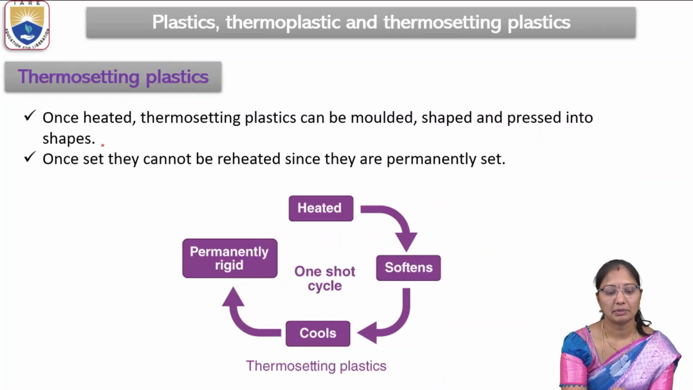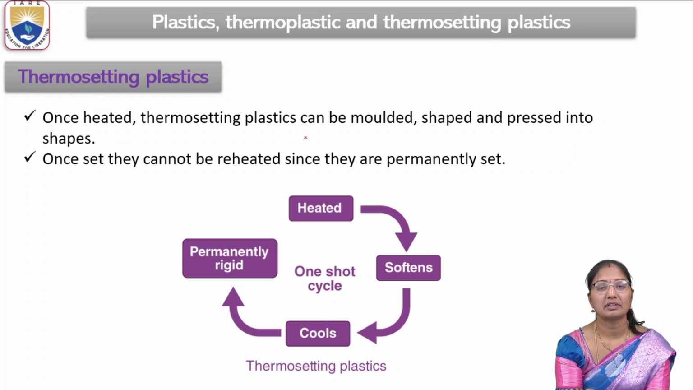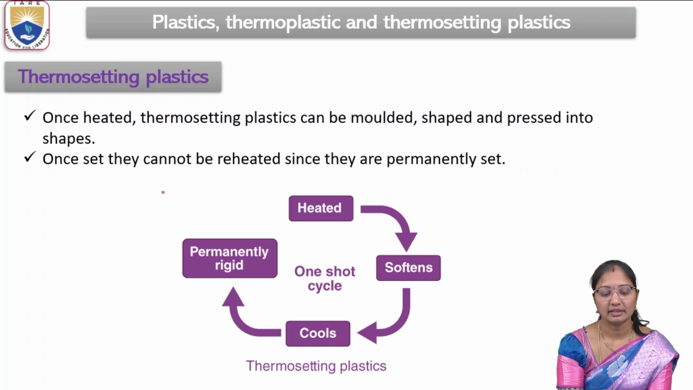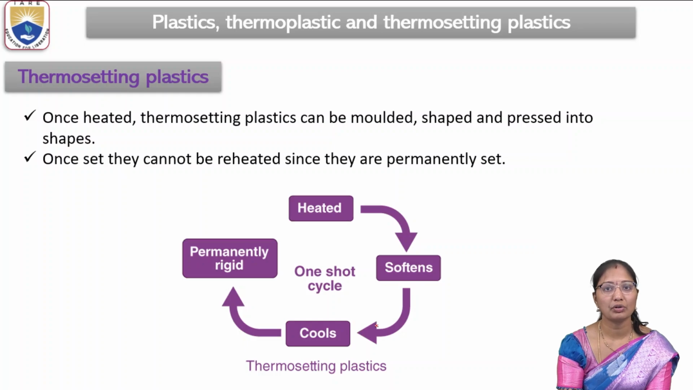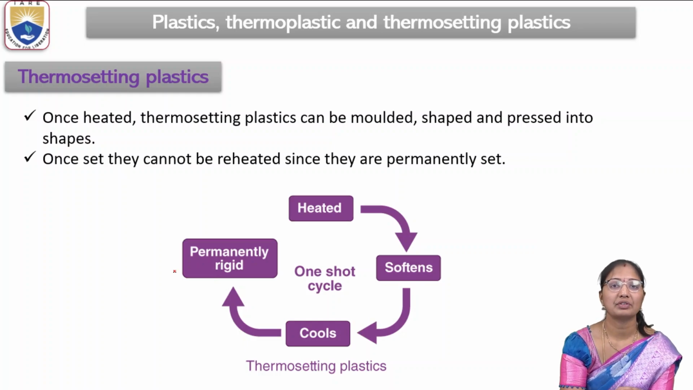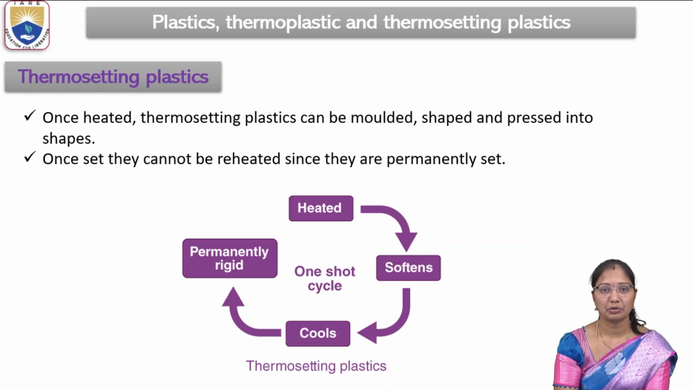So the thermosetting polymers, once heated, can be molded, shaped and pressured into shapes. Once set, they cannot be reheated since they are permanently set. As we know, the thermosetting polymers, once set, cannot be recycled or reformed after the setting of the compound. Once heated, it softens, then can be molded or shaped, then cooled, then it is rigid. It is fixed. We cannot change its shape even with external pressure or heat. They are the thermosetting plastics.